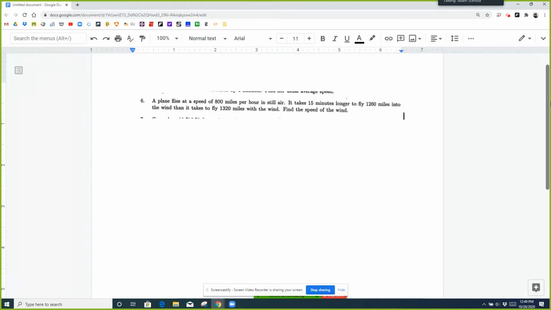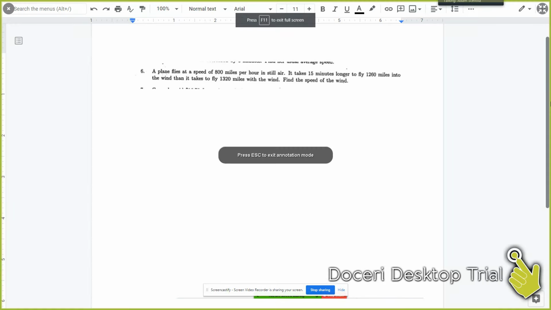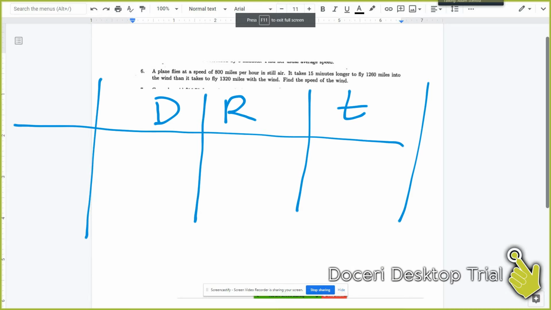Okay, cool. So when we do these related rate problems, distance, rate, and time, I like to set up a little table like this. So I got distance, rate, time, so I got 3 columns for that. And then my rows go whatever 2 variables or 2 situations that we have. So we have a plane flying into the wind and then a plane flying with the wind.